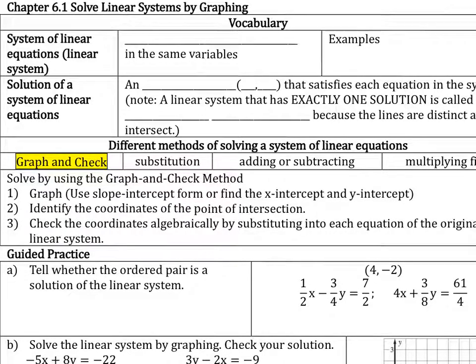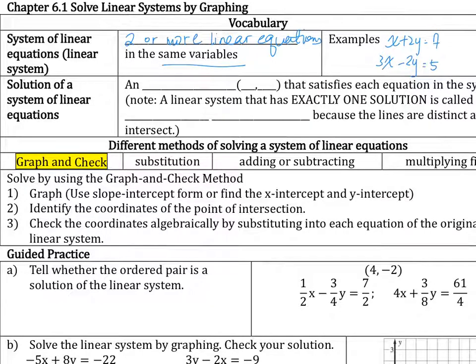6.1. Solve linear systems by graphing. A system of linear equations, or in other words, a linear system, involves two or more linear equations in the same variables. So for example, you can have x plus 2y equal to 7 with 3x minus 2y equal to 5.